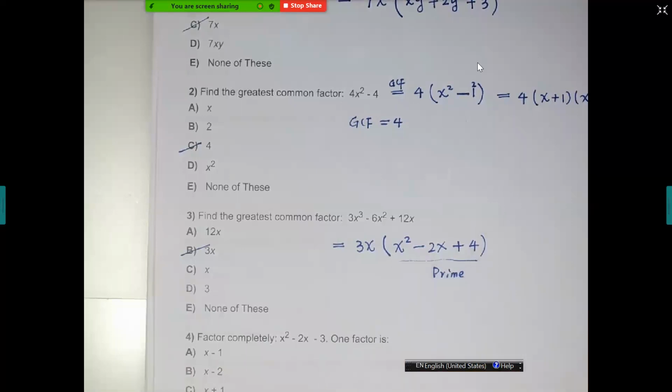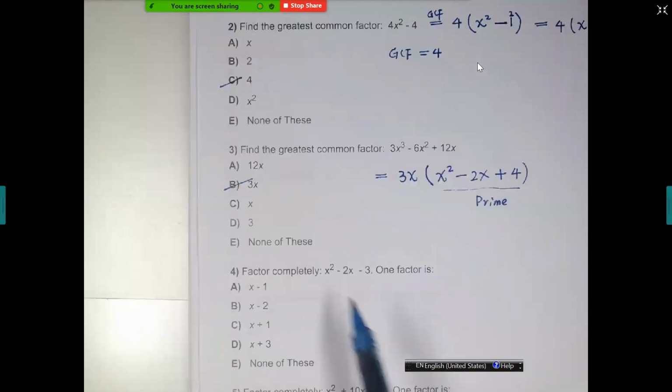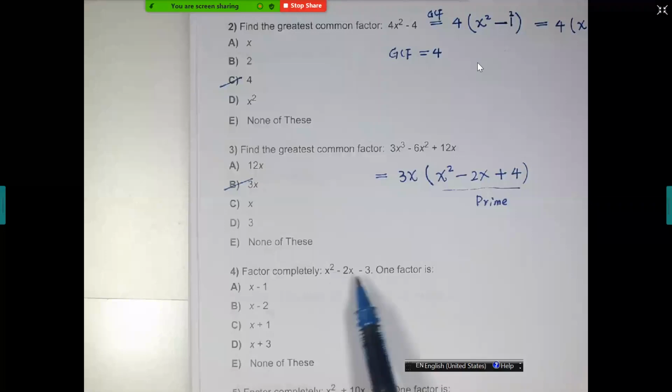We cannot factor it. So the first 3 problems on the test will also ask us to factor the GCF out, right? So the next topic will be the trinomial. The leading coefficient is 1. So what do we see here? We see x squared minus 2x minus 3.